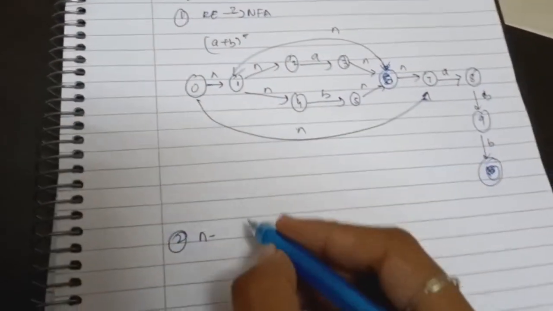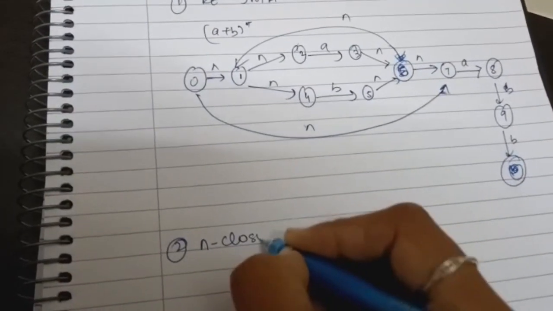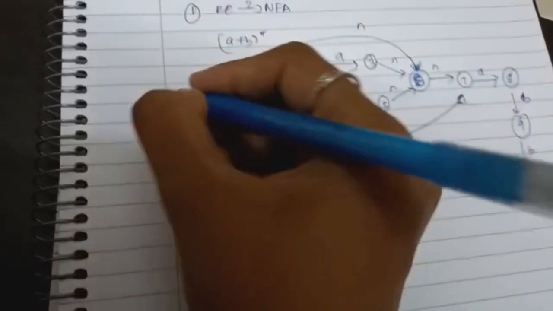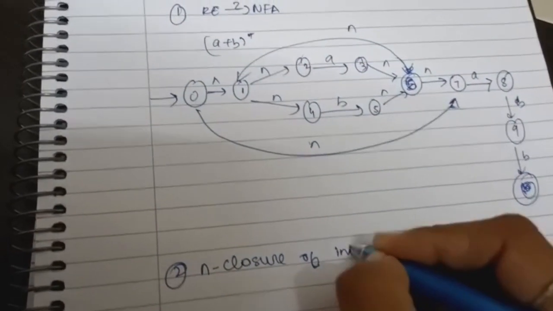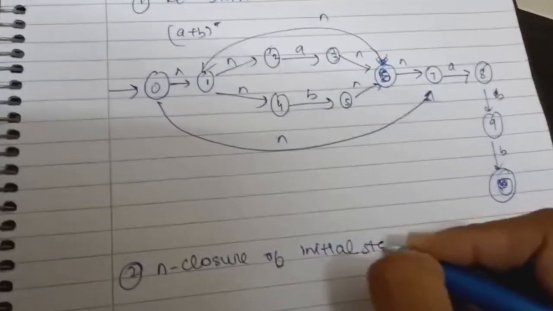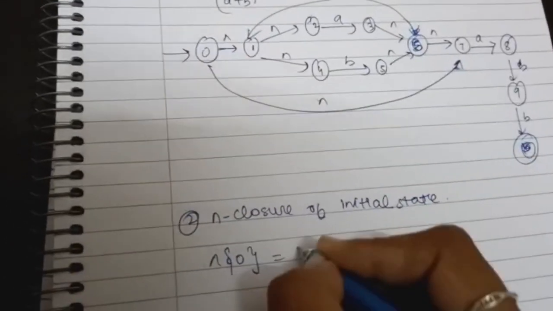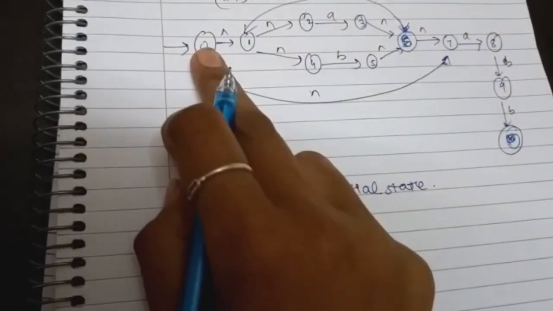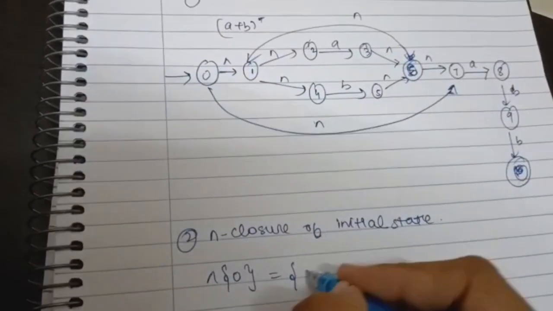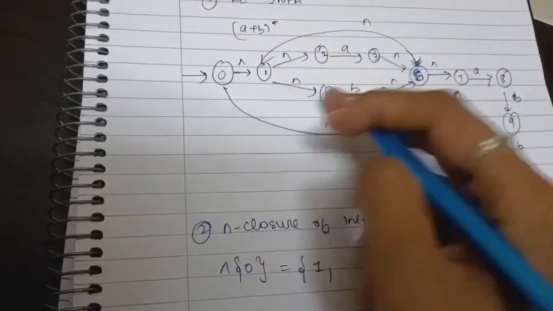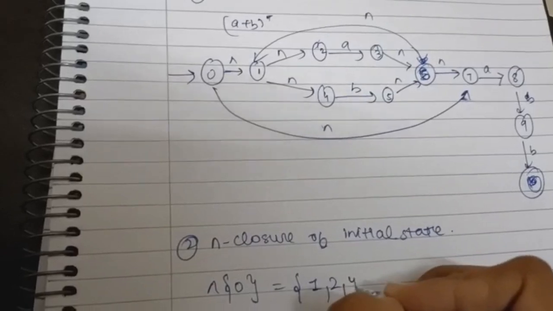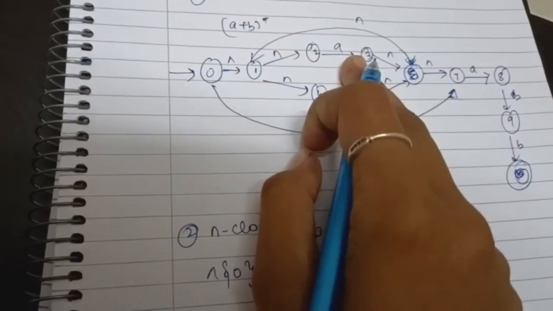Our second step is to find the null closure of this, my initial state. Okay, null closure of initial state. So my initial state is what? 0. So let's find the null closure of 0. See, from 0 to null we are getting 1. From 1 to null we are getting 2 and 4. 2 and 4.